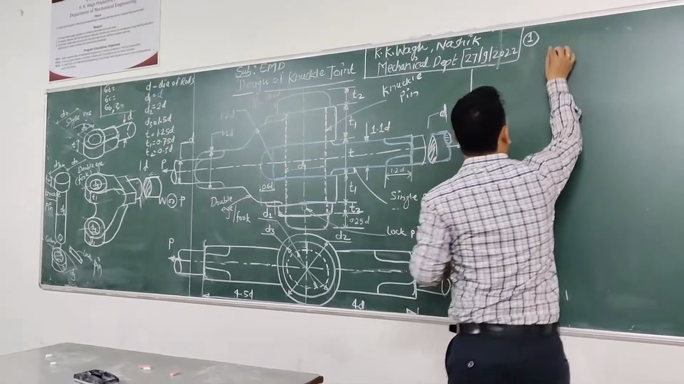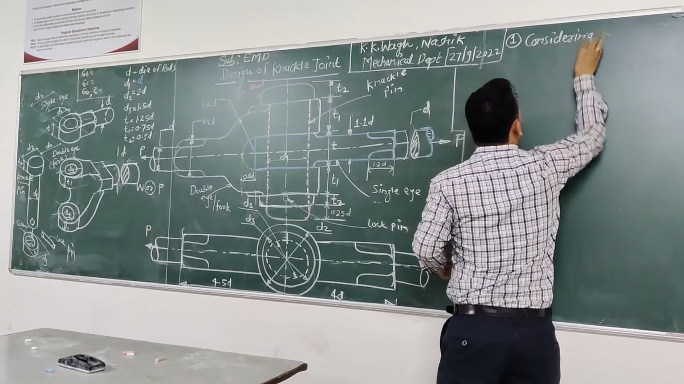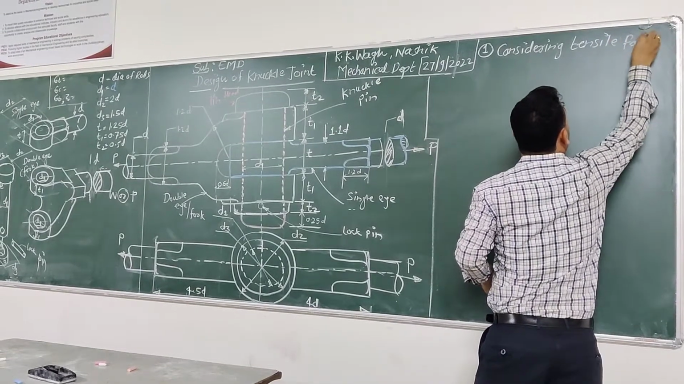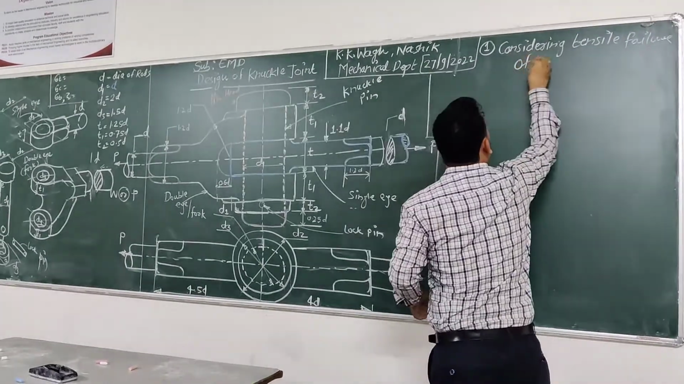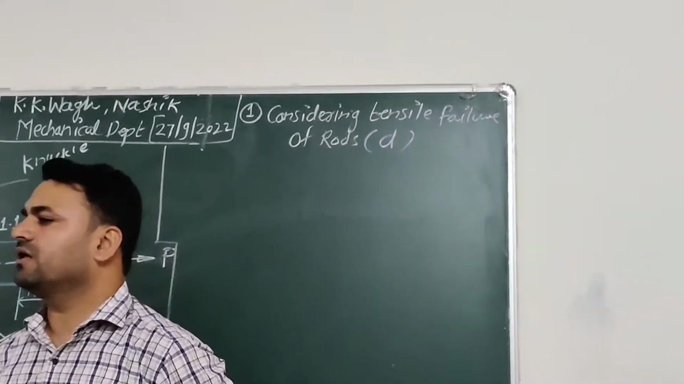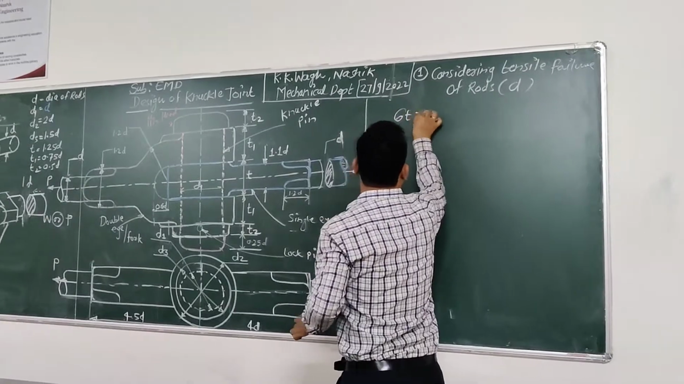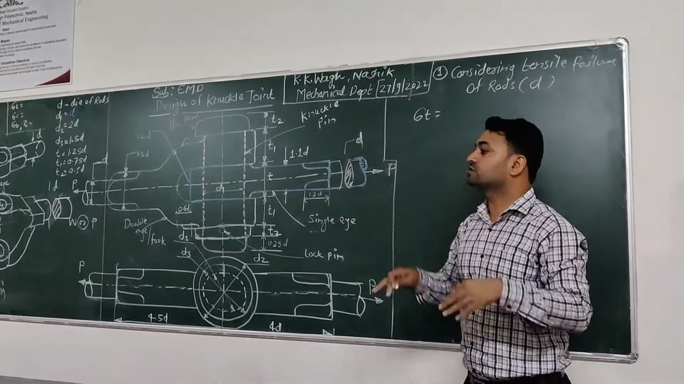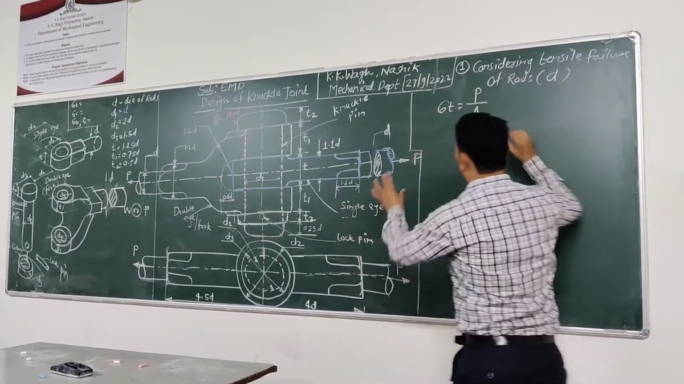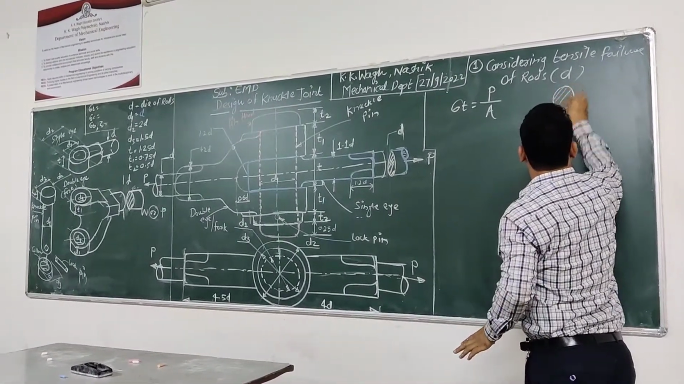So we are considering the tensile failure of rods. Which failure of the rod are we going to consider? Tensile failure. So tensile stress, sigma T, is going to develop. Sigma T is equal to what? Load per unit area, P divided by area. As this is the circular section, what will be the area?